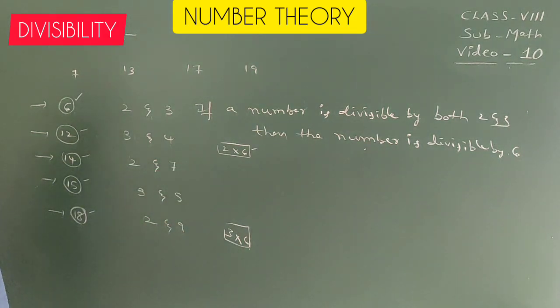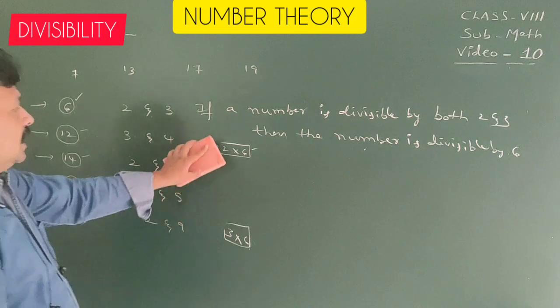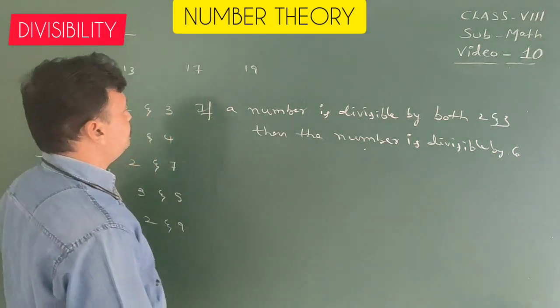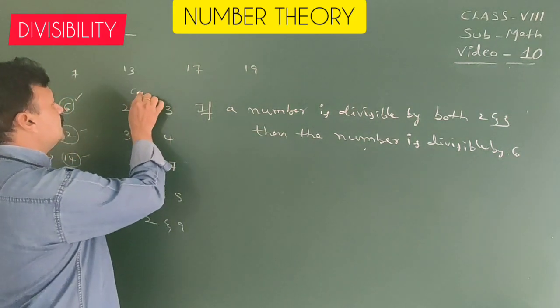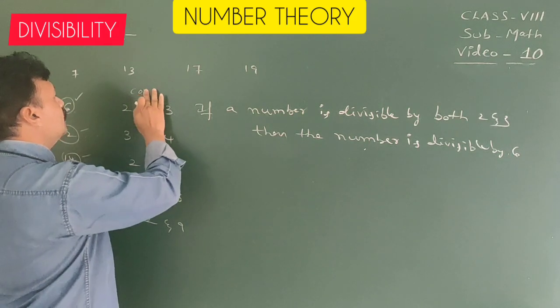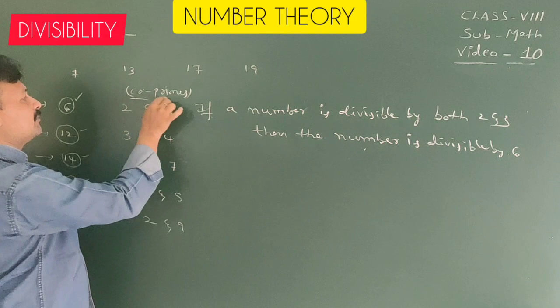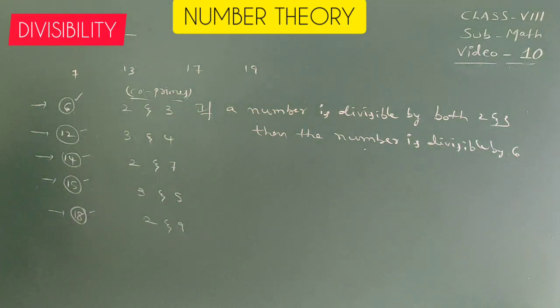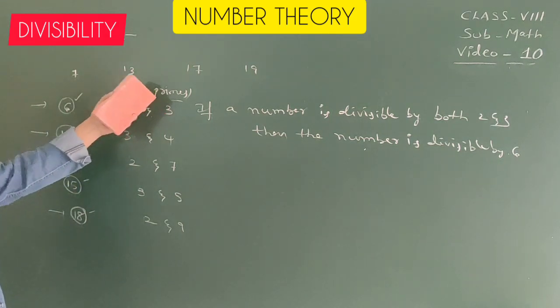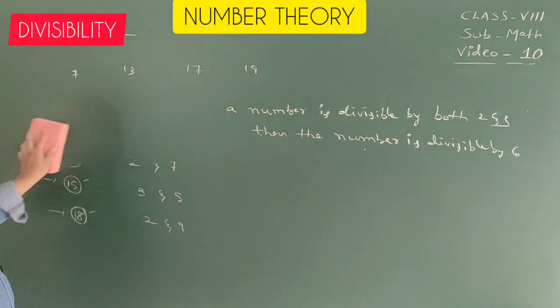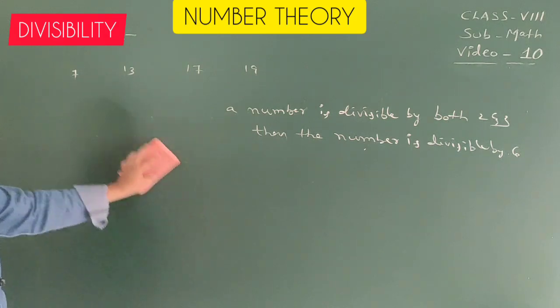Because here we are considering co-prime numbers. Here the given set of numbers are co-primes. We are considering the co-prime numbers. What are co-primes? Before we learn co-primes, first of all, what are primes? Briefly I will explain and then I will continue my class.